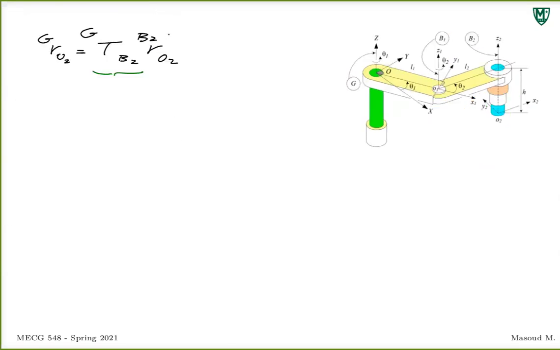What we need to know is this one. All right, so what is this one? What is the position of O2 in frame B2? What is that vector? Forget about everything else. Just tell me where O2 is in B2.